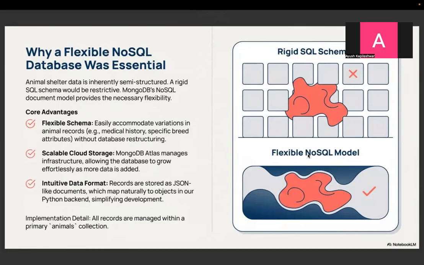Why did we choose NoSQL? As we all know, animal shelter data is semi-structured. Not every animal has the same attributes. So we thought a rigid SQL schema would restrict this flexibility. MongoDB's document-based NoSQL model will allow us to easily handle such variations and also scale our storage automatically. And in effect, it will store data naturally as JSON documents. So this made MongoDB the ideal choice for our use case. Now over to the next slide and over to Aryan.